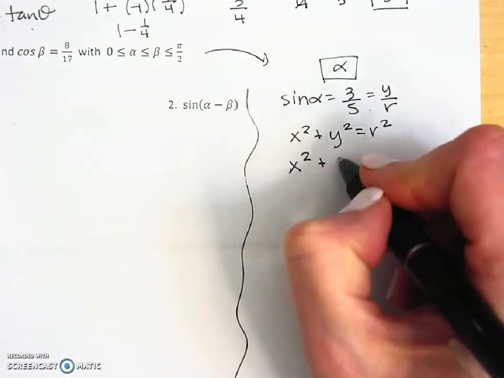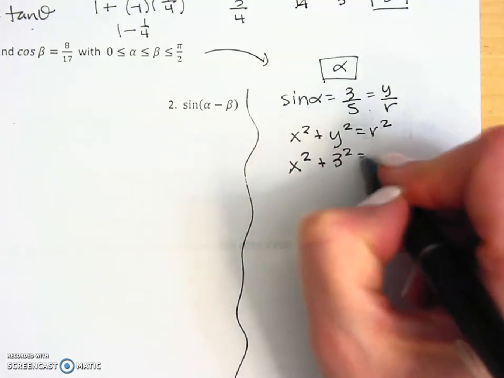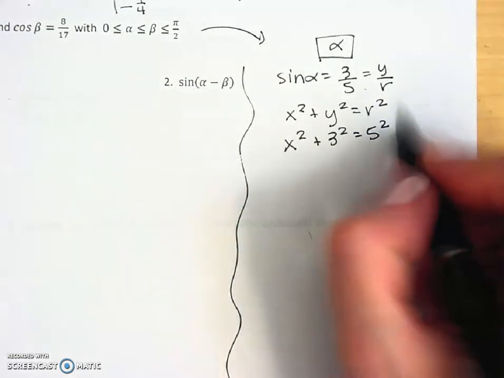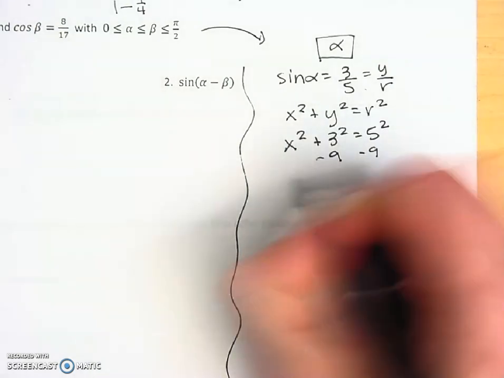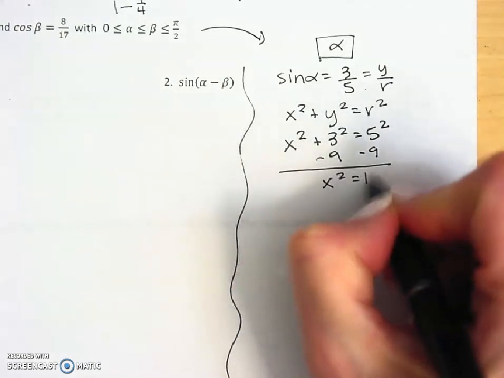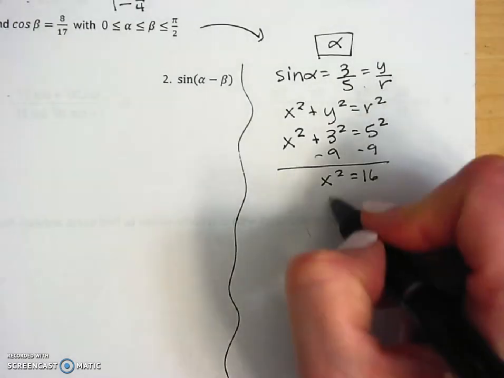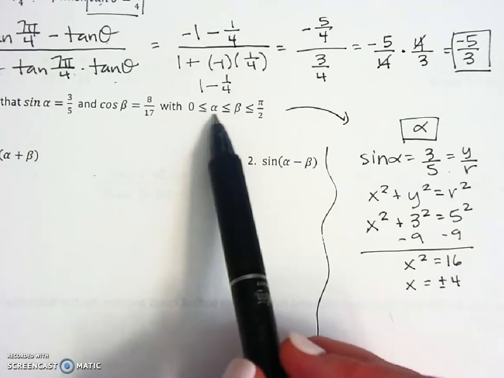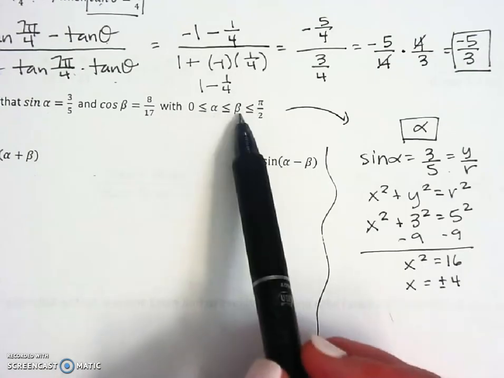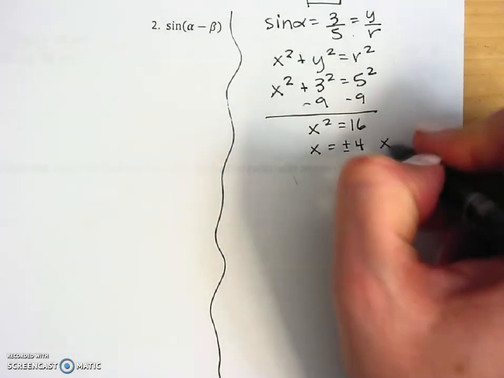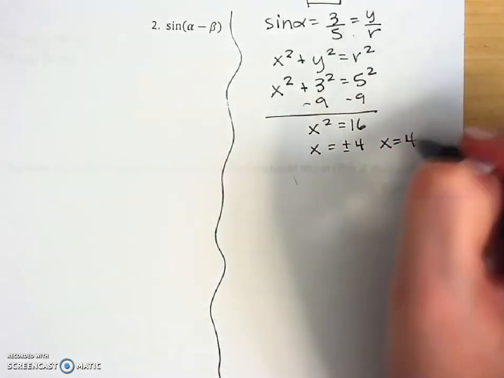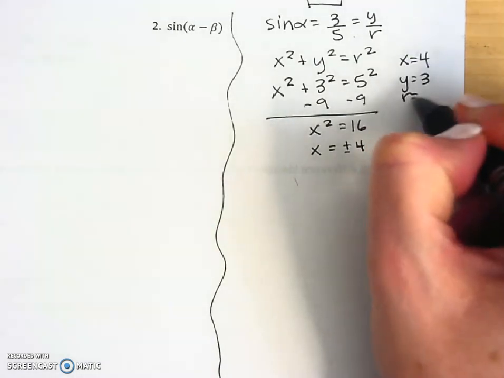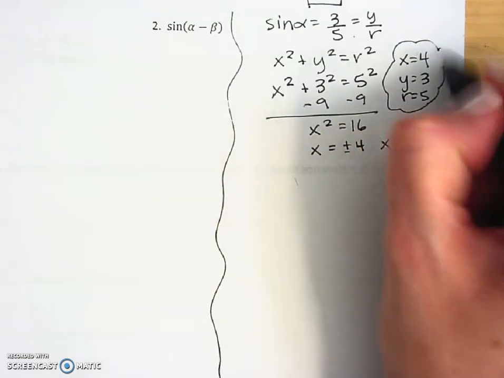So that's going to stay x. y squared becomes 3 squared, r squared becomes 5 squared. So 3 squared is 9, 5 squared is 25. So that's going to give me x squared equals 16. Square root both sides gives me plus or minus 4, but because our angles are both in the first quadrant, we know that x has to be a positive 4. So now I have x is 4, y is 3, and r is 5 for alpha.